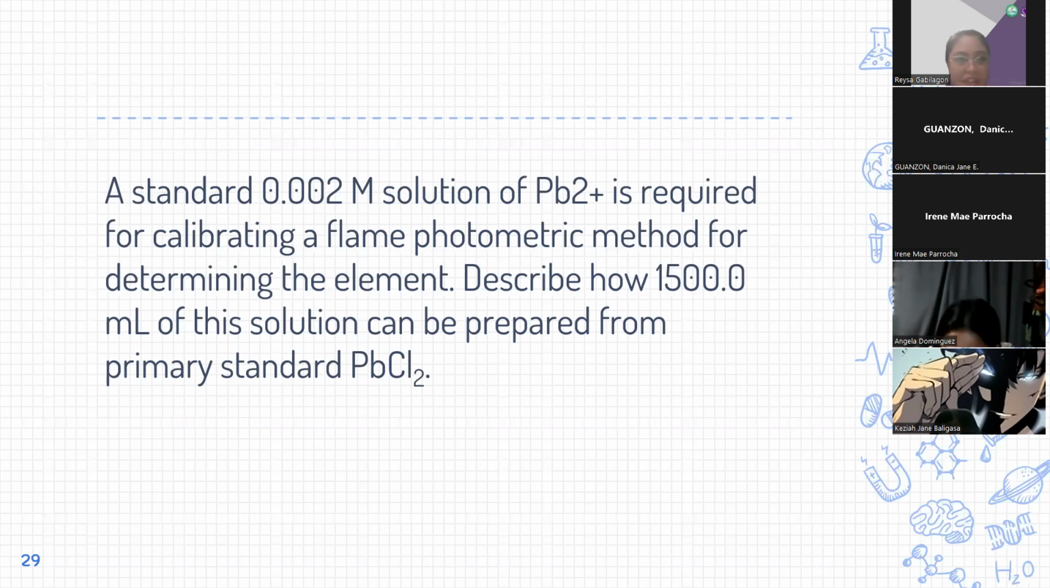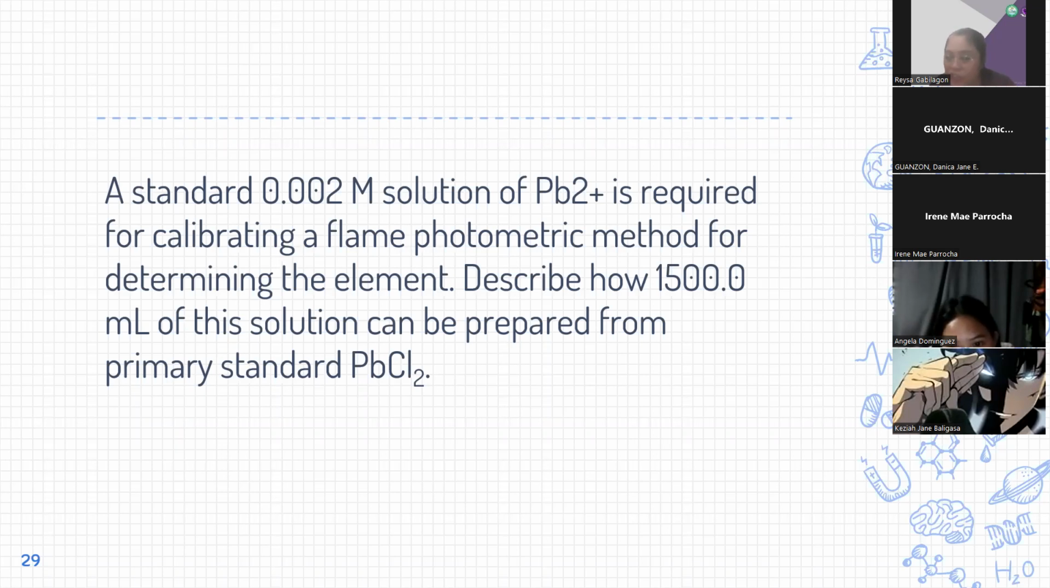A standard 0.002 molar solution of lead, this time it's lead ion, is required for calibrating a flame photometric method for determining the element. Again, yung required naman ngayon is lead ion. Ang concentration dapat is 0.002 molar. Now, describe how 1,500 ml of this solution can be prepared from primary standard, which is the lead chloride.